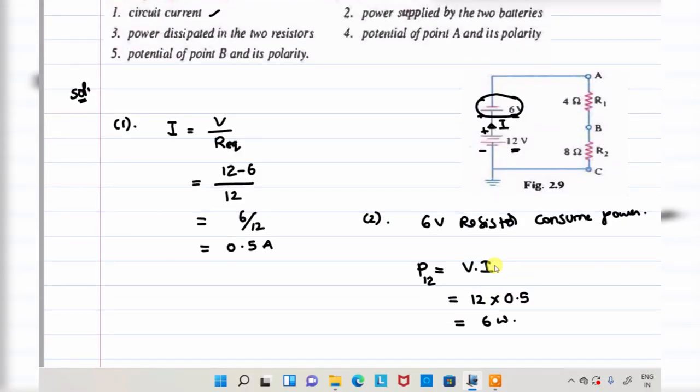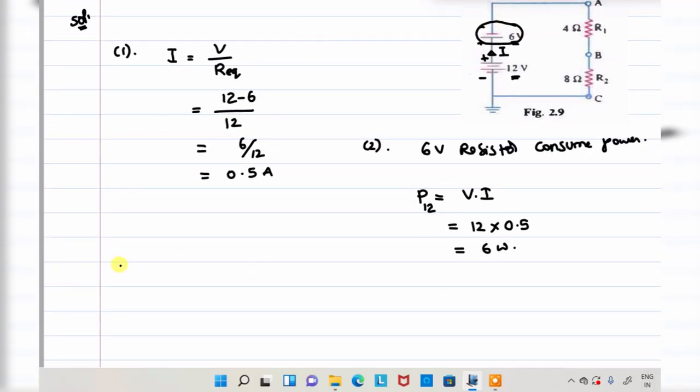Coming to the third point, power dissipated in the two resistors. Power dissipated in the first resistor, P1, is equal to I square R1. What is I square? 0.5 whole square into R1, which is 4. So 0.5 whole square into 4, that is equal to 1 watt.